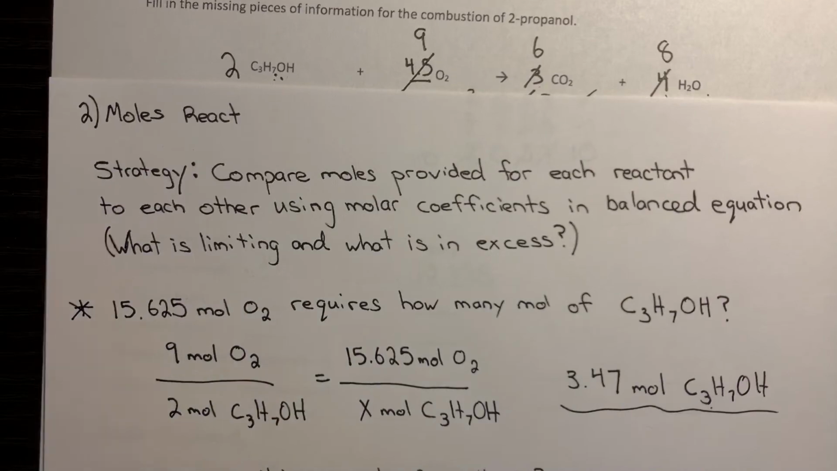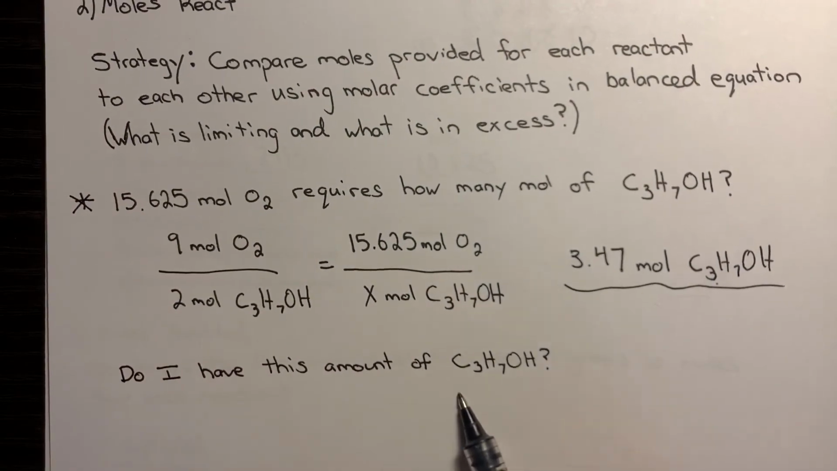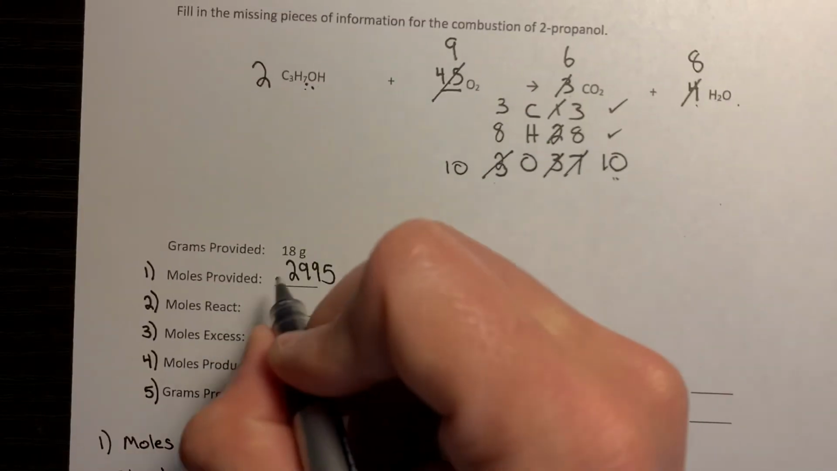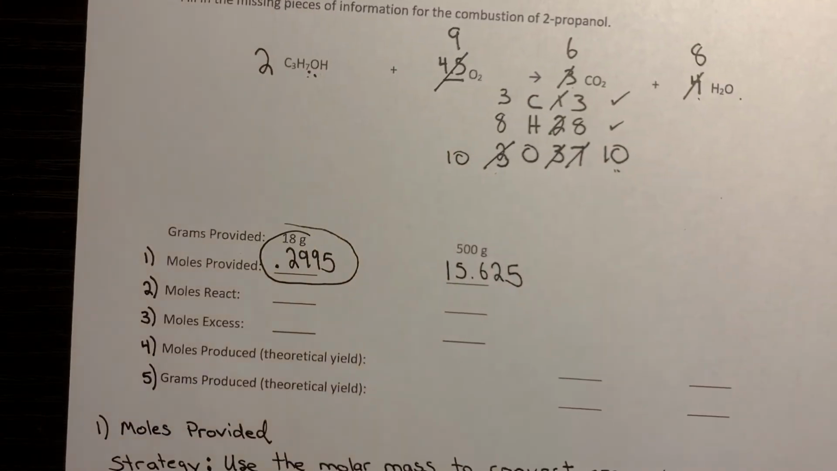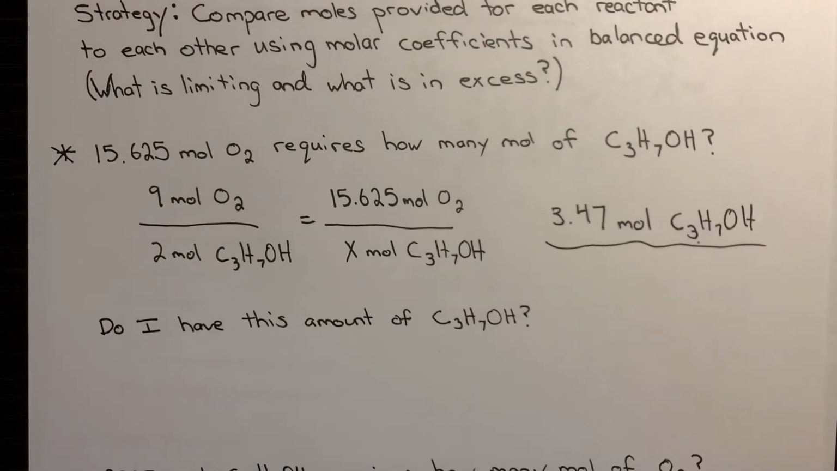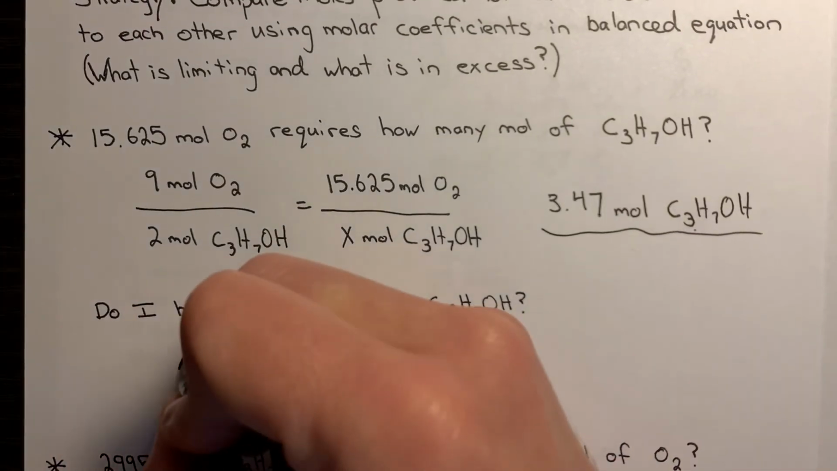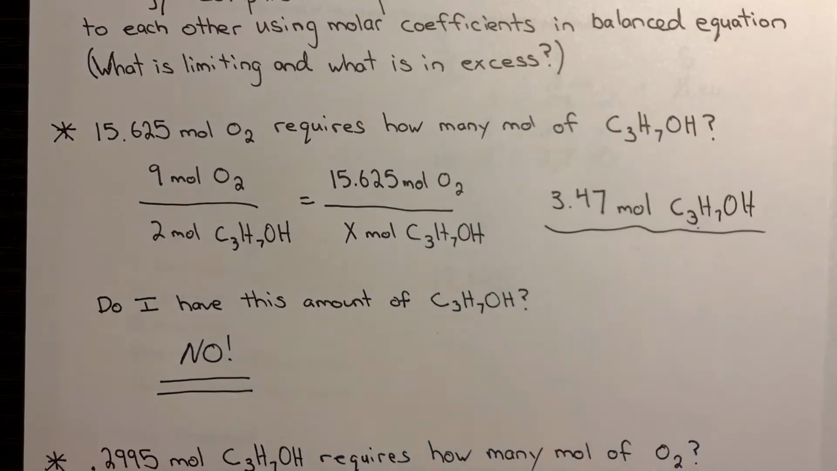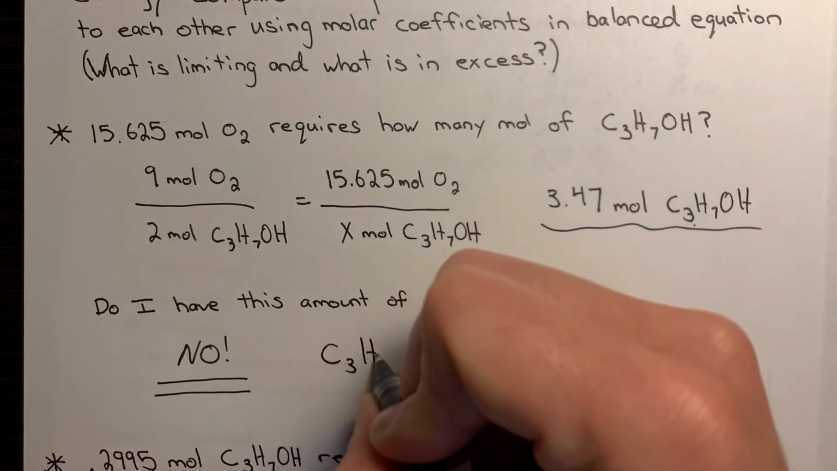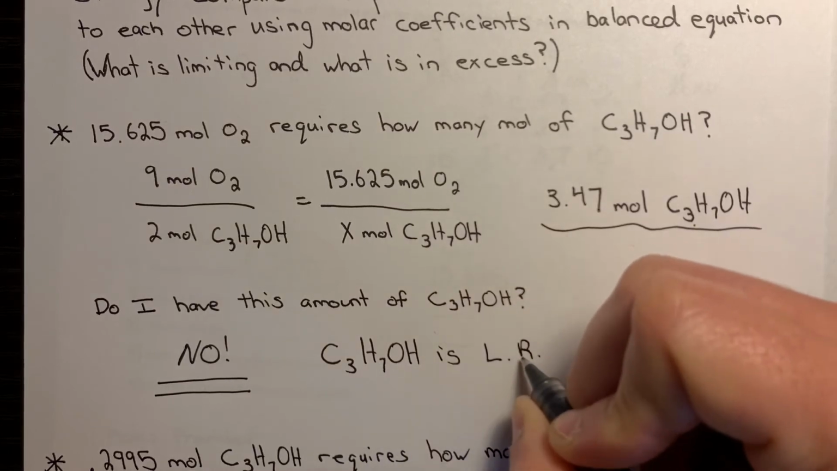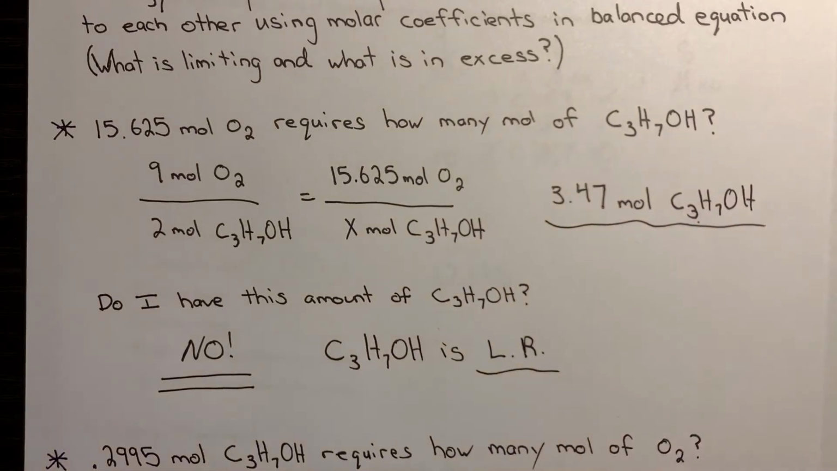That's how many moles of the 2-propanol would be required if I wanted to react all of the oxygen. And so the question is, do I have this amount of C3H7OH? And the answer is no. No, I do not. In the very first step, I solved for only 0.2995. I have significantly less than what would be required, okay? So the answer is no. No, I do not. And what this tells us is that the C3H7OH is our LR, which again, is our limiting reactant.